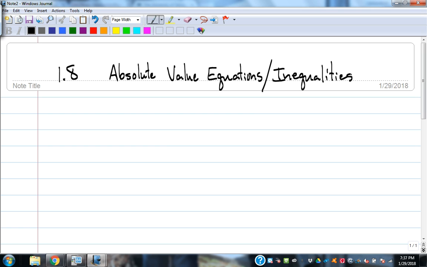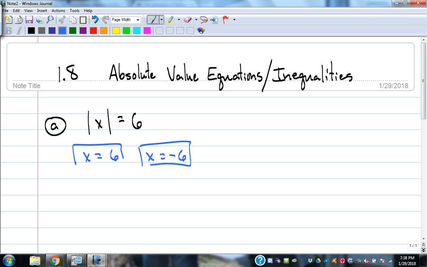Absolute value equations and inequalities. We're going to start with equations and work our way up to inequalities. Equations are easier. If the absolute value of some number is equal to 6, what are the possible numbers that could be? It could be 6 or it could be negative 6. X is by itself with both of those equations, so we're done. Okay.